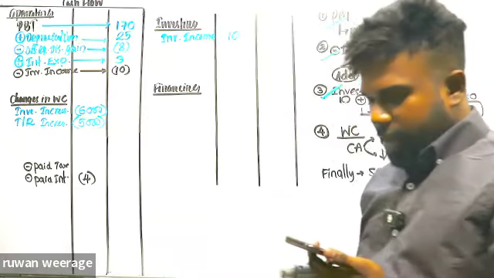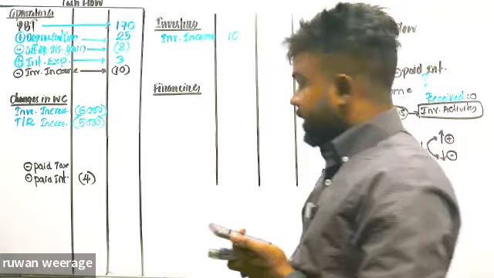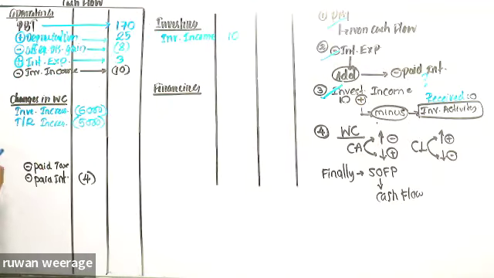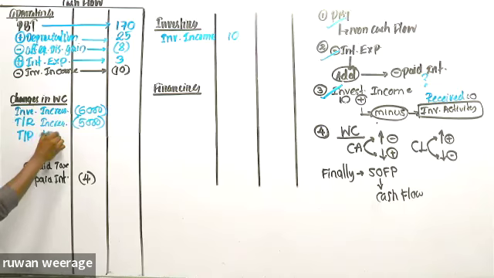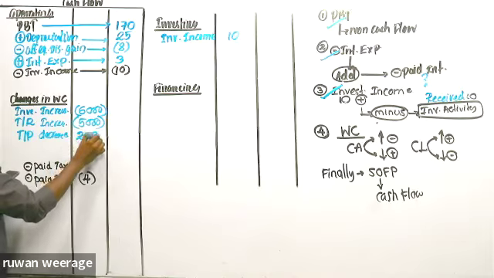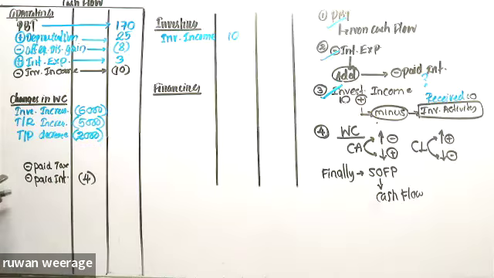Then look at the current liabilities. Take the value of inventory and tick it, trade receivables and tick them. Then the current liabilities are trade payables. Look at trade payables. Opening 18, closing 16, decrease by 2,000. Current liability decrease, so minus.